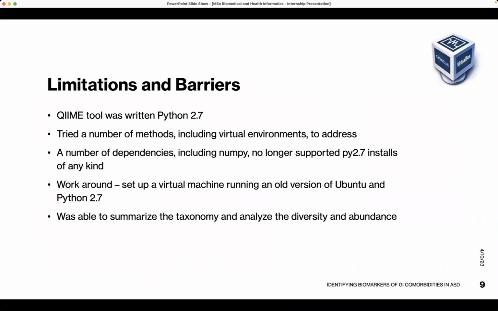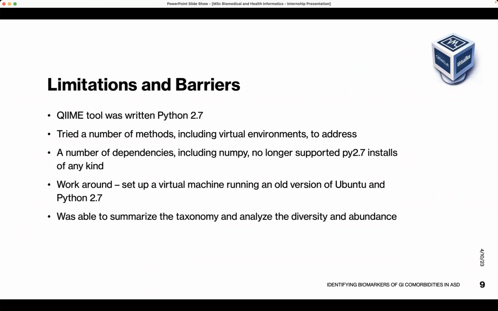Some of the limitations that I ran into was with the QIIME tool. It had all been written in Python 2.7, which is really no longer supported widely. I tried a number of methods, including using virtual environments to try and run the tool in Python 2.7, but a number of the dependencies, including NumPy, which is fundamental to carrying out this kind of analysis, just no longer supported Python 2.7 installs of any kind.